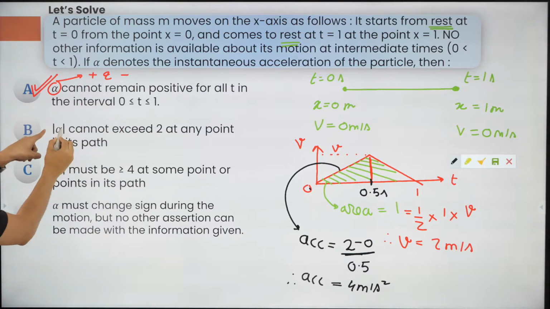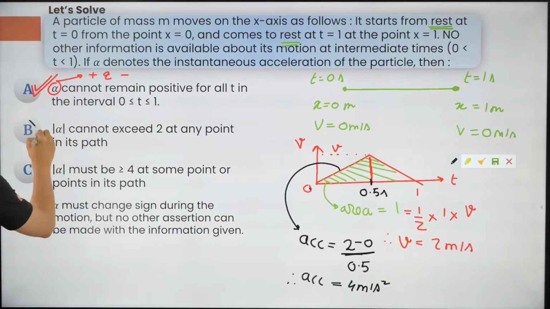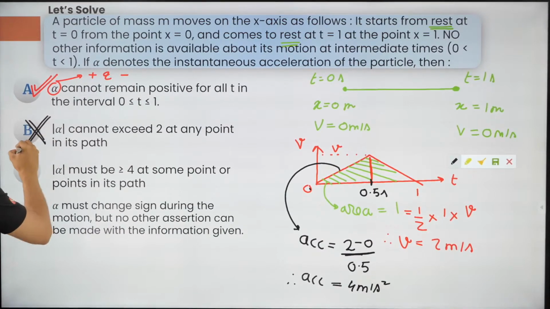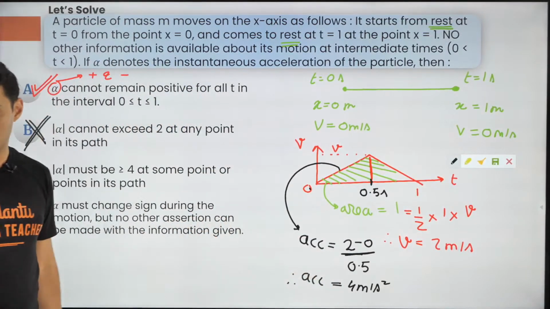So B says alpha cannot exceed 2 at any point. This is obviously wrong. Do you see that? Alpha cannot exceed 2. In fact, it can exceed 2.